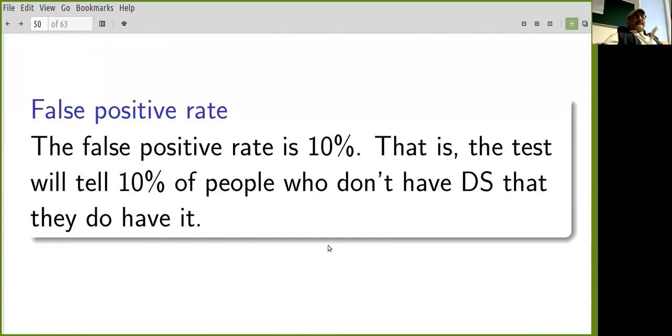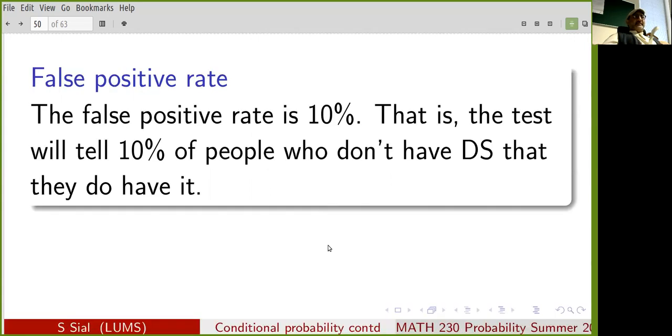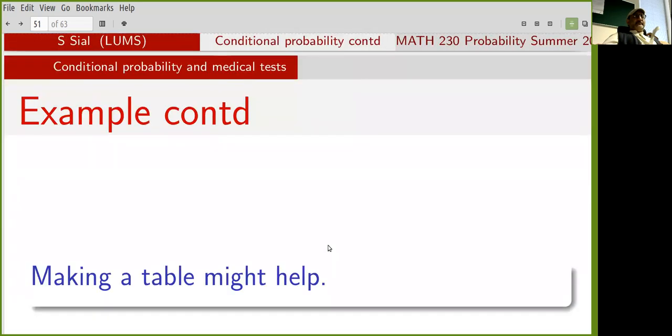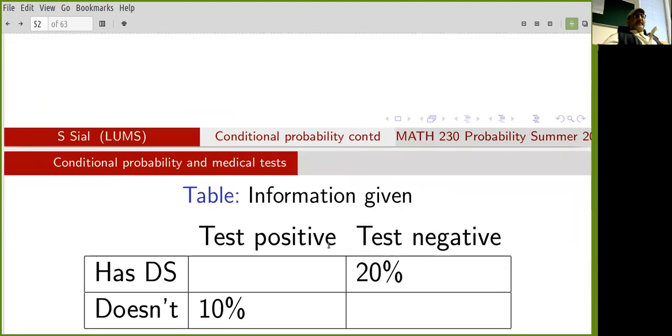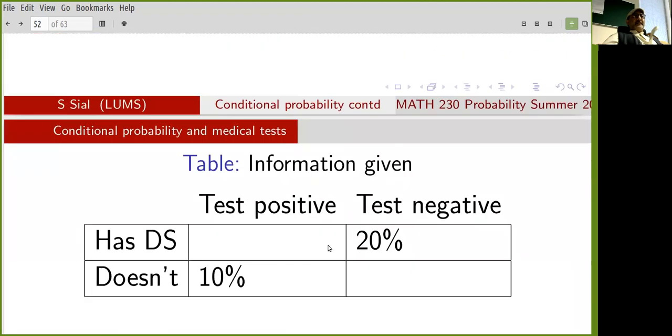Okay, false positive rate. The false positive rate is 10%. That means that out of 100 people who don't have the disease, DS, 10 of them will be told that they actually do have it, even though they don't have it. 10% false positive rate. Okay, so making a table might help us to see this.